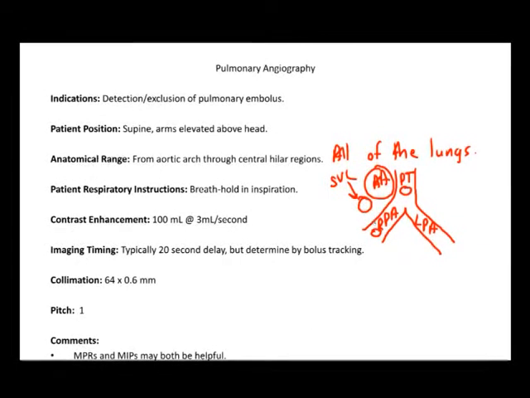A runoff series. Because you're scanning a very large portion of anatomy, the patient's not going to be required to hold their breath, but we are going to be utilizing contrast at 120 milliliters at 3 milliliters per second. The timing is going to be imperative. Many times bolus tracking software is going to be used, placed in the aorta, 25 to 30 seconds after the initial start of injection. The collimation is going to be 64 by 0.6, and the pitch is going to be 1.